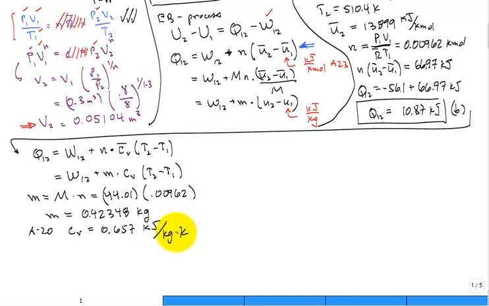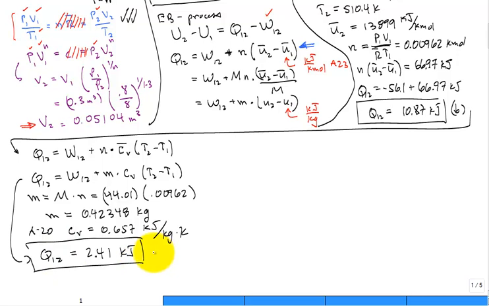All right. So now we can substitute the numbers, and I'll just say that we substitute numbers for this equation right here. And we calculate Q1 to 2 using that constant specific heat at 300 Kelvin comes in at 2.41 kilojoule. And that's the answer for part C. That's a big difference between the answer for part B and the answer for part C.